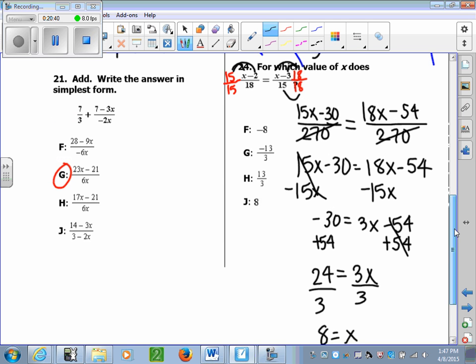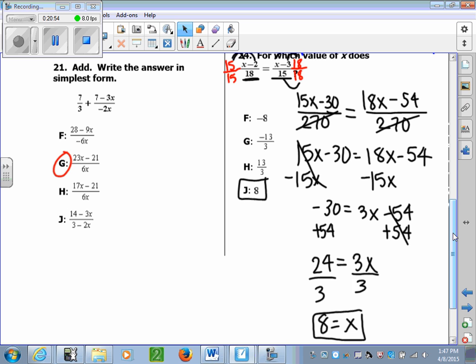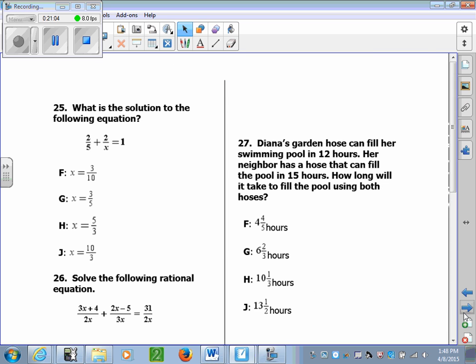I need to check for extraneous solutions. Well, there are no variables in my denominators in the original problem. It's just 18 and a 15. So there's no way that I need to even plug this in anywhere. So my answer is J. Okay, let's do one more. Let's do 25 and then we'll move on to variation.